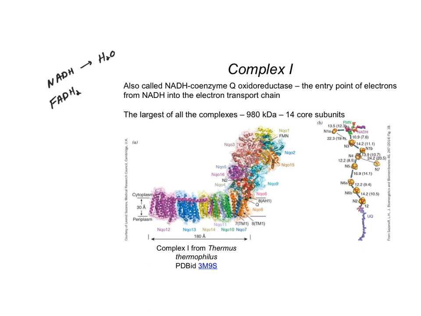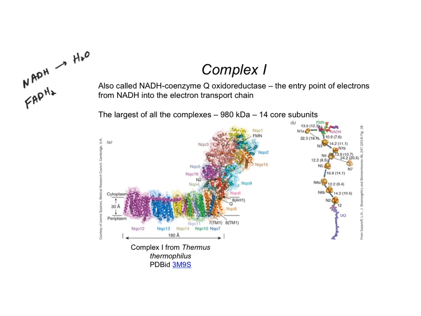All right, so the first step in the electron transport chain is called complex 1, okay? So all of these complexes of the electron transport chain also have other names, okay? So the other name for complex 1 is NADH coenzyme Q oxidoreductase, okay?